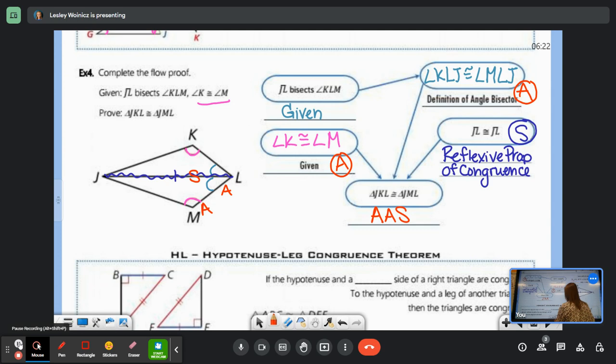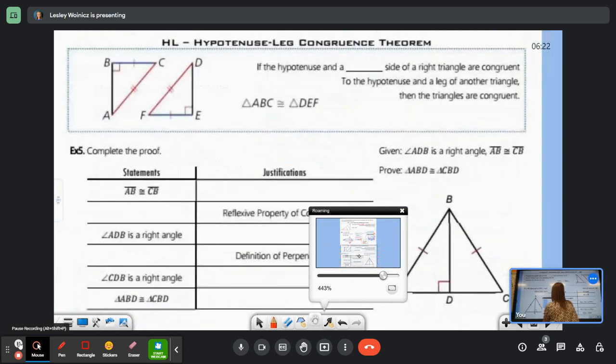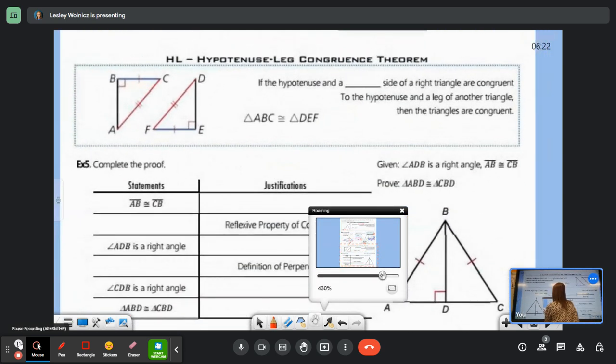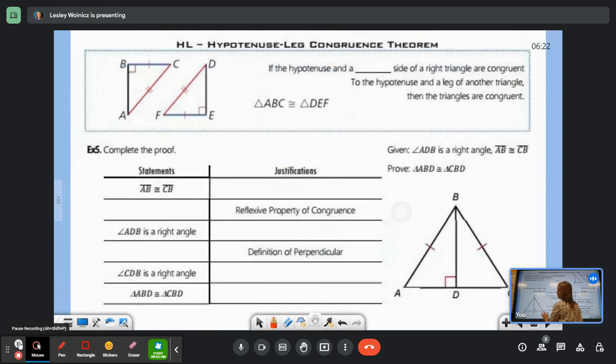Ta-da! Okay, the last one. You're not allowed to have favorites, really, but this is mine because it sounds like a pirate. Hypotenuse leg. Sounds like a pirate name.